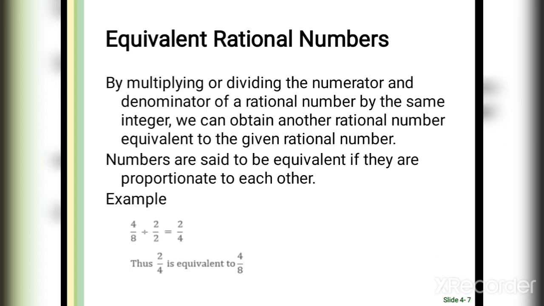Equivalent rational number. By multiplying or dividing the numerator and denominator of a rational number by the same integer, we can obtain another rational number equivalent to the given rational number. Numbers are said to be equivalent if they are proportionate to each other. Example: 4 by 8, when we divide the numerator and denominator by 2, we get 2 by 4. Hence, 2 by 4 is equivalent to 4 by 8.